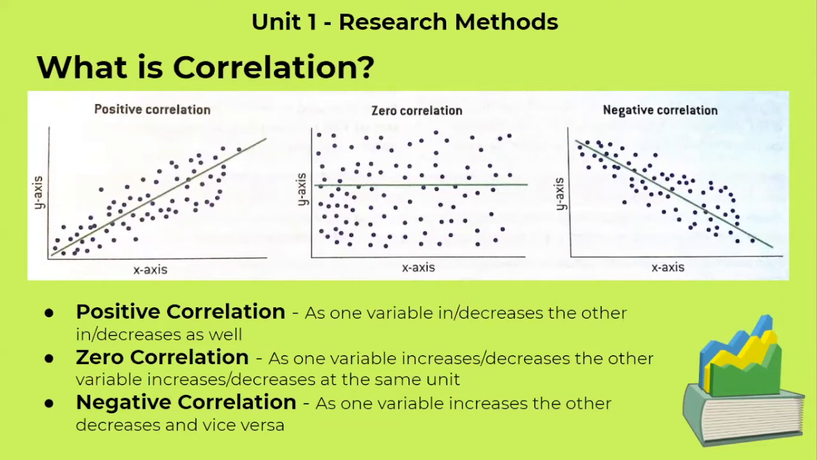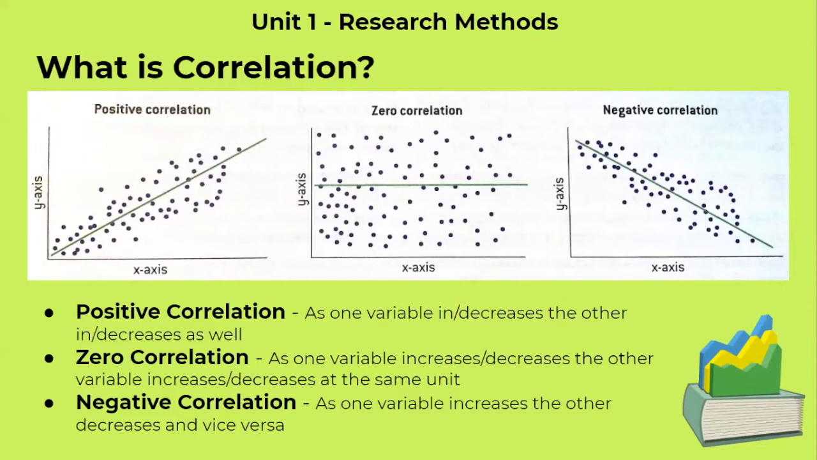Positive correlation is when both variables go in the same direction. This is when both variables go up or down. Zero correlation is when one variable increases or decreases, and the other variable does not change in a consistent way. Negative correlation is when one variable increases and the other decreases, and vice versa.